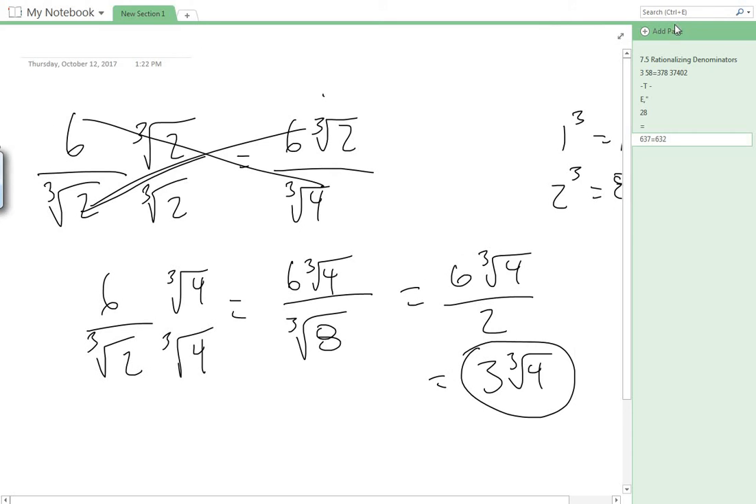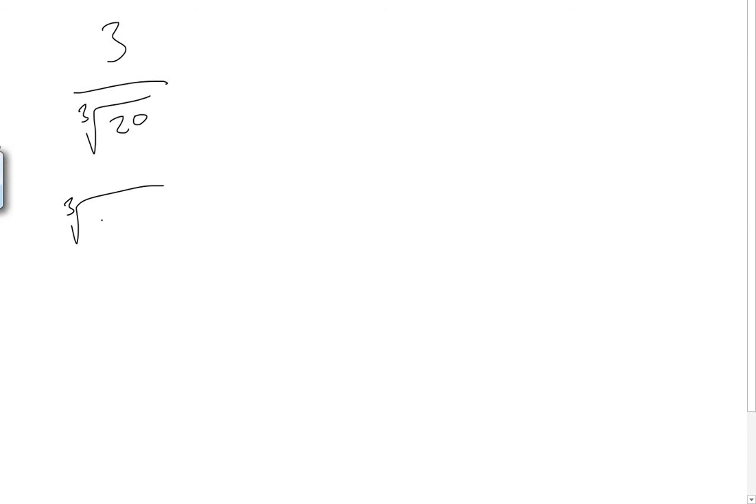In truth, you might have something that has a little bit more factors. Like maybe I give you, say, 3 over the cube root of 20. Like I was saying before, you can break 20 down. We already did it. It's 2 times 2 times 5, right? It's 4 times 5, which breaks down to 2 times 2 times 5.